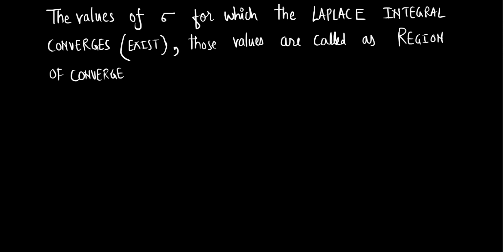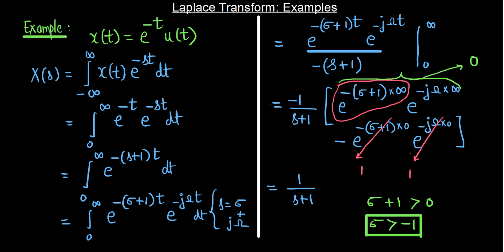Or ROC to abbreviate. Now as we have got here the range of values of sigma for which this integration is going to exist, the values that we have got is sigma greater than minus 1. Now if I try to visualize this sigma as a 2D plot, we know this s is a complex variable, that means sigma plus j omega. So let's try to plot this s variable in a plane.